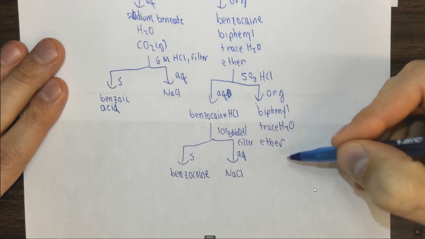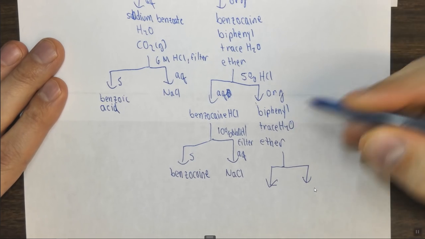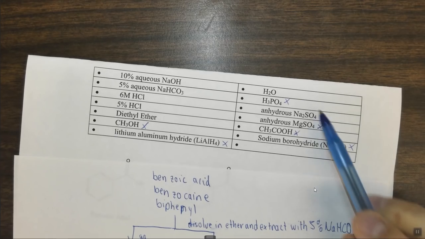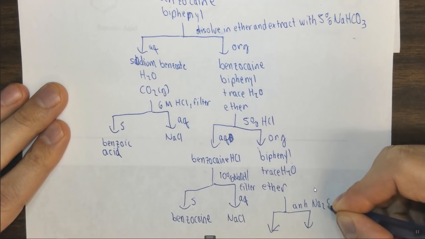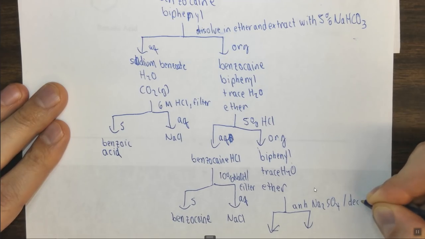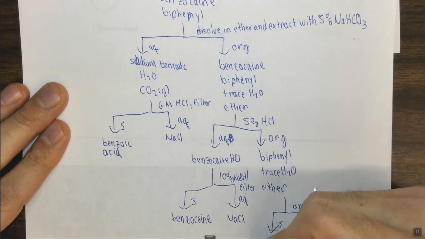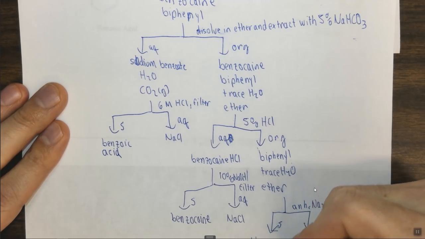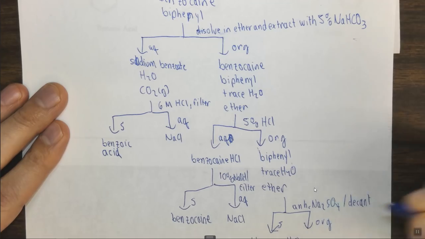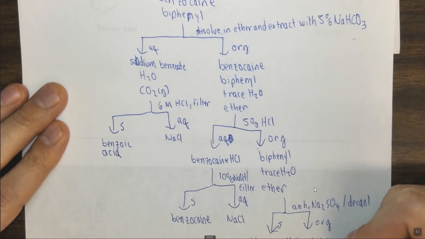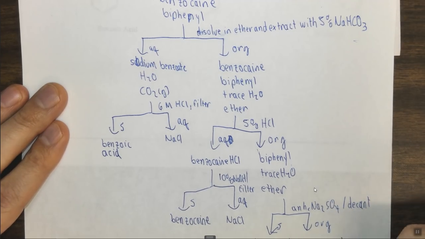Now, we want to get our biphenyl back. How are we going to do that? Well, first thing we got to do is get rid of the trace water, and that's what we can use our anhydrous sodium sulfate for. So we're going to add anhydrous Na2SO4, and we're going to decant that, which just means pour off the liquid. So what we end up with is a solid of Na2SO4 coordinated to some number of water molecules, and our organic layer is going to be our biphenyl and our ether, and then we can either distill or evaporate ether using the solvent evaporator.